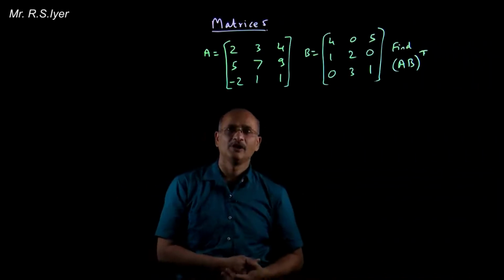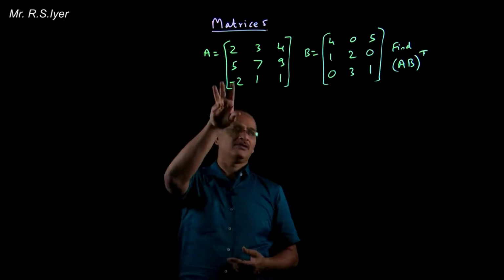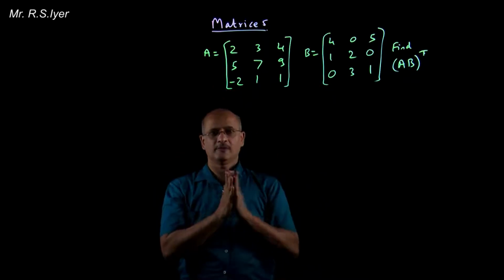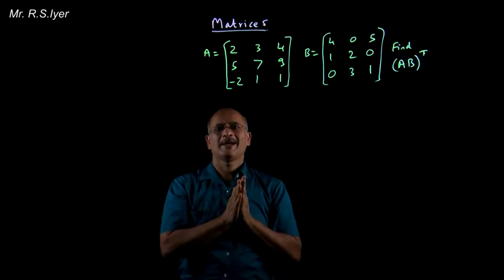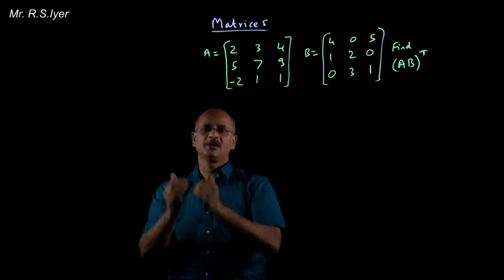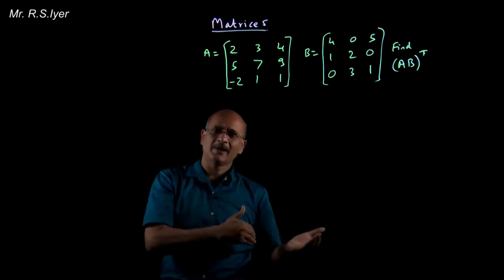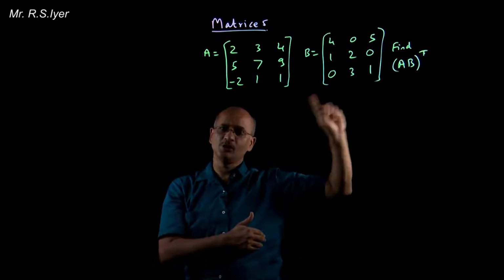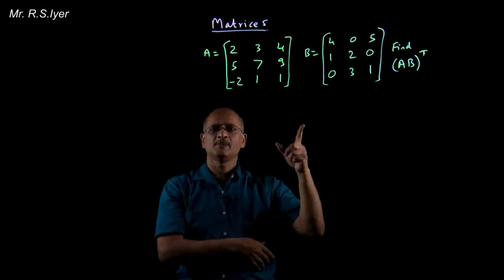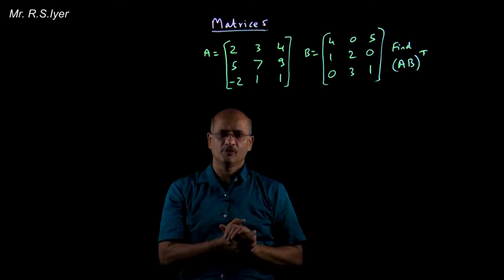This is an important question here. I had given you a matrix A and matrix B, and I am telling you to find AB transpose. So one mechanism would be to find AB and then its transpose. The next mechanism is that I can use the property of AB transpose, which I shared with you just recently: AB transpose is nothing but B transpose A transpose.